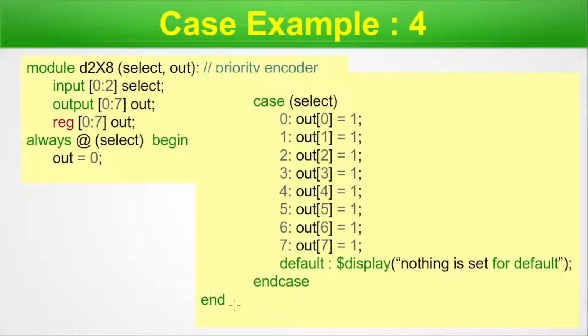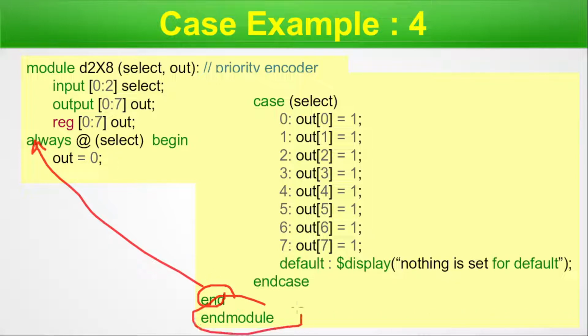Now we put an end. This end belongs to always, right? And finally we have an end module, and this one belongs to the module statement. So here our code is completed. You have grasped the meaning of how we can use the case, and this is another type of example. We have used the debug statement here with the $display, and we are done with this example. So let's move on to the next example.